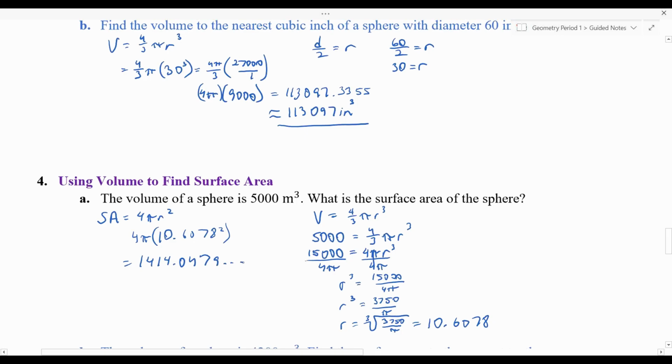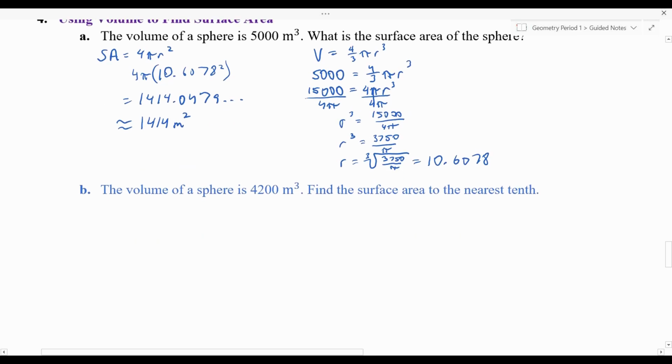And does it say what to round it off to? It does not say what to round it off to, so we're going to go to the nearest whole number. So this is approximately equal to 1414. The units are in meters. Surface area, so it's going to be meters squared. And that's how we solve this problem. All right. Part B.